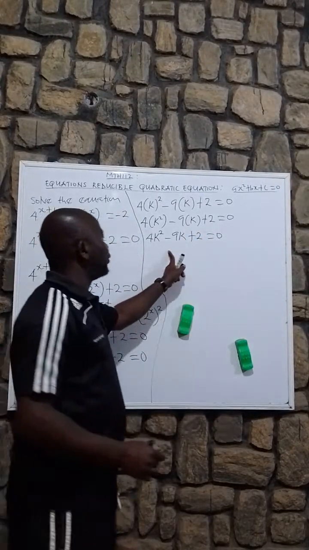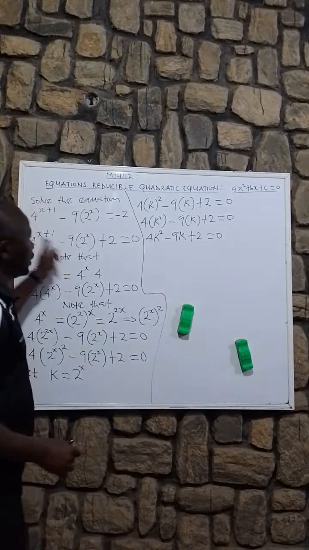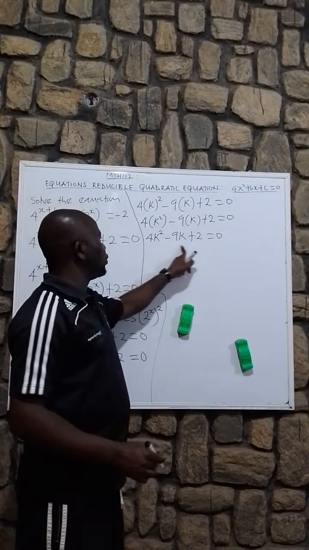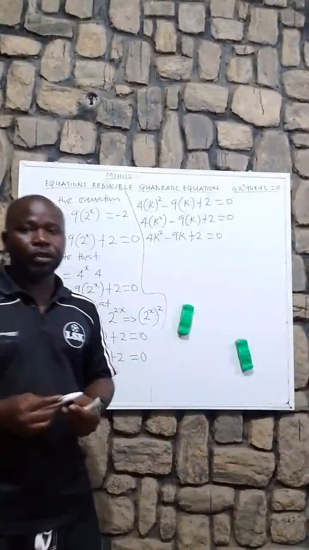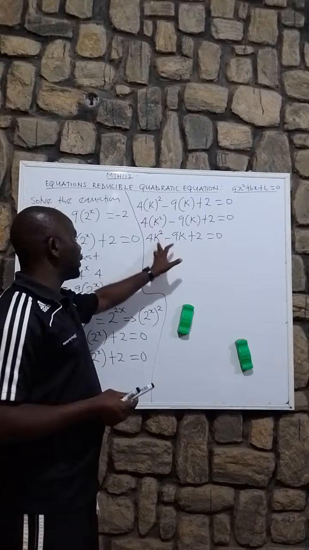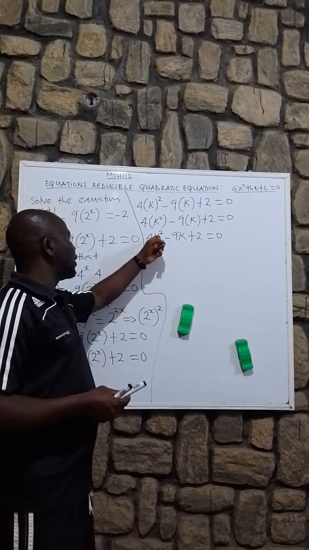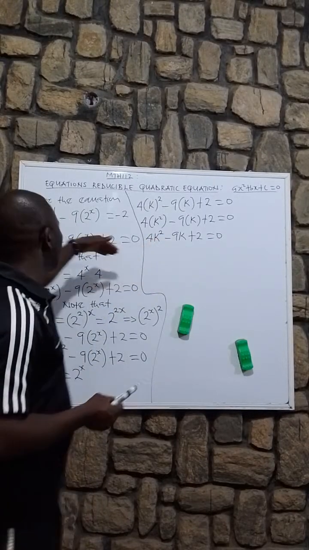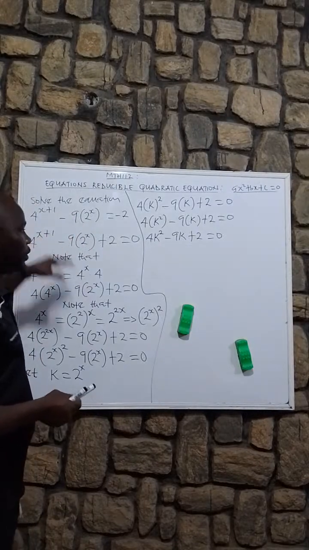Can you see now? We have reduced this initial equation to a quadratic equation. So we can find the value of k. So from the value of k, we can now find the value of x.